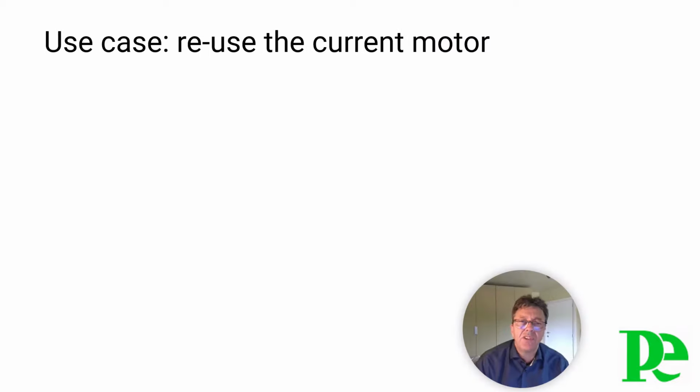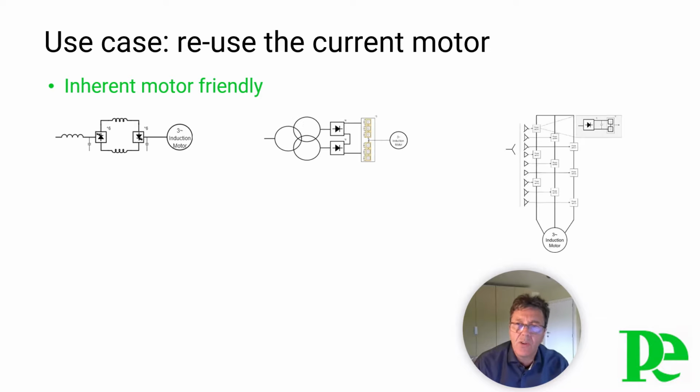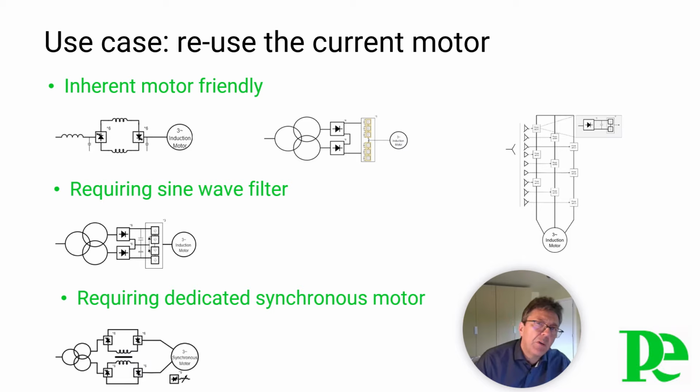Another important use case in general purpose applications is the retrofit project where the existing motor is retained. You will need a topology that is preferably inherently motor friendly, such as the PWM-CSI, M2C or the two-level series cascaded H-bridge. The 3-level and 5-level neutral point clamp topologies will need a sine wave filter, adding costs and limiting the power drive performances. The Load-Commutated inverter will require a dedicated synchronous motor.